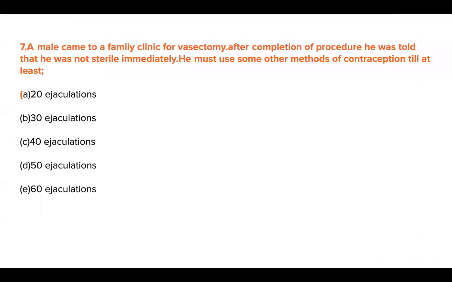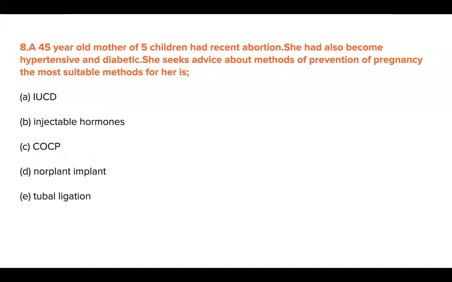Now, question number 7. A male came to a family clinic for vasectomy. After completion of the procedure, he was told that he was not sterilized immediately. He must use some other method of contraception until at least: A, 20 ejaculations; B, 30 ejaculations; C, 40 ejaculations; D, 50 ejaculations; and E, 60 ejaculations. B. Yes, it's B, 30 ejaculations.